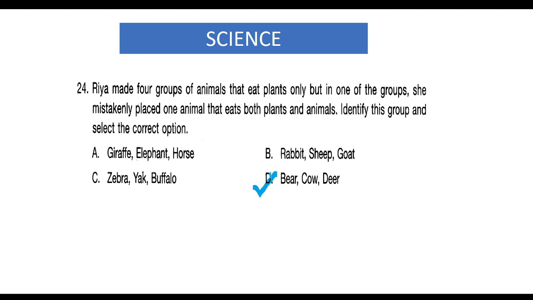So we have a bear, a cow and a deer. The cow and deer do not eat other animals, they eat plants only. But the bear eats plants as well as other animals.